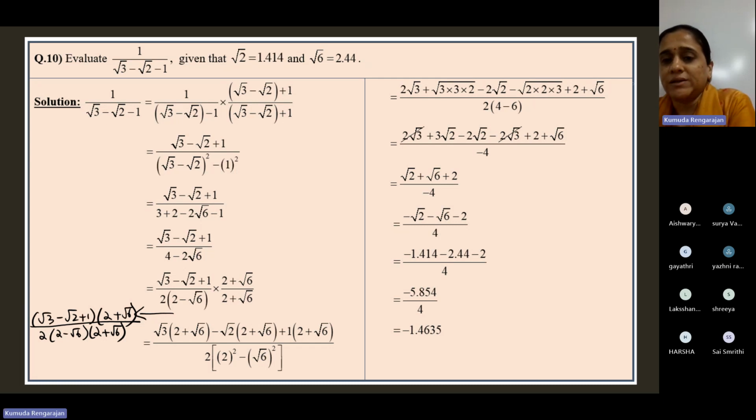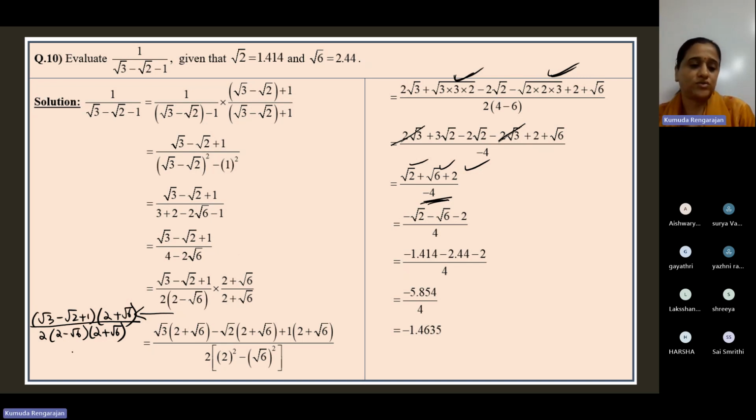So after multiplying, you'll have to express the surds as a mixed surd. And then you can see plus 2 root 3 and minus 2 root 3 get cancelled. So we have these 3 terms in the numerator divided by minus 4. Now the denominator is rational. It was irrational earlier, now it's rational.